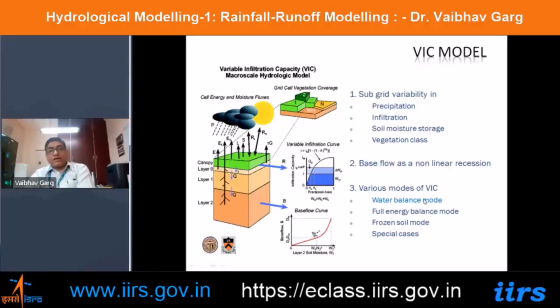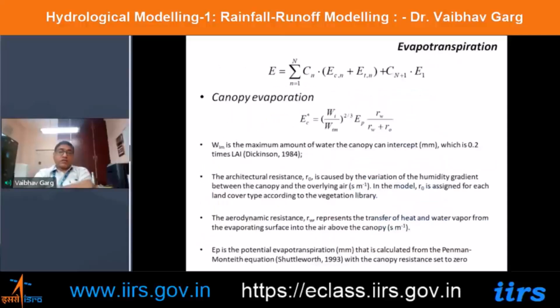If you have only the minimum temperature, maximum temperature, and rainfall in your meteorological data, you can run it at daily time scale. Then you can run it in water balance mode. If you have the rainfall, minimum temperature, maximum temperature, and mean temperature at sub daily scale, then you can run it in full energy balance mode. You can also run it in frozen soil mode, and some other special cases can also be incorporated in the model. So in the background, as it is a physically based model, how does it calculate the total evapotranspiration?